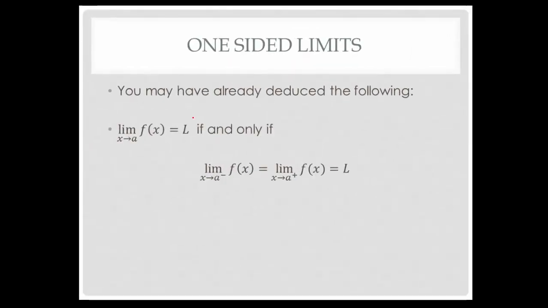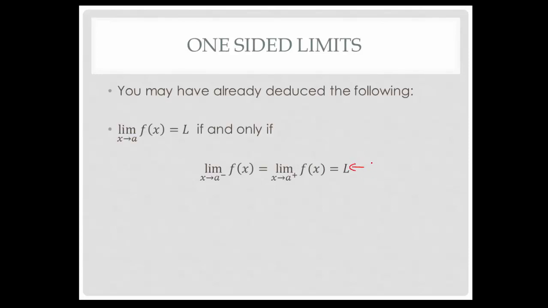So you may have already deduced the following. If you want to talk about the limit as x approaches a on f of x, notice the lack of the positive or negative in the superscript. That means this is an overall limit. If it's not a left and it's not a right, we tend to call it an overall limit. So this overall limit is equal to L if and only if the limit as x approaches a from the left on the function is equal to the limit as x approaches a from the right on the function and is equal to L.